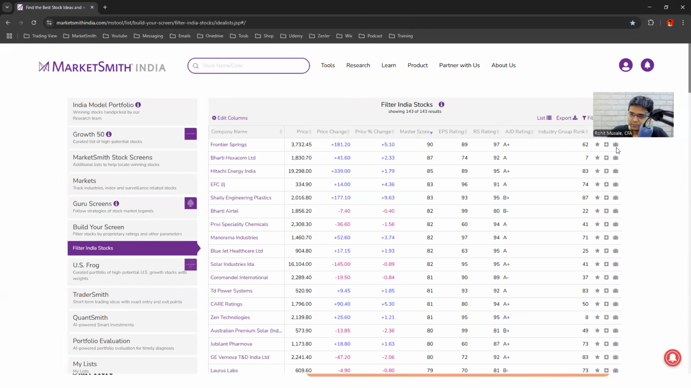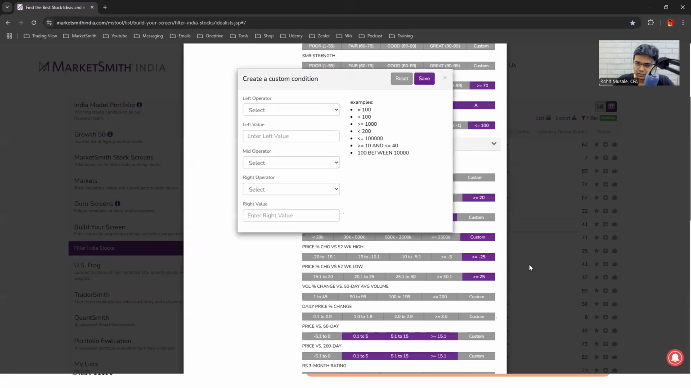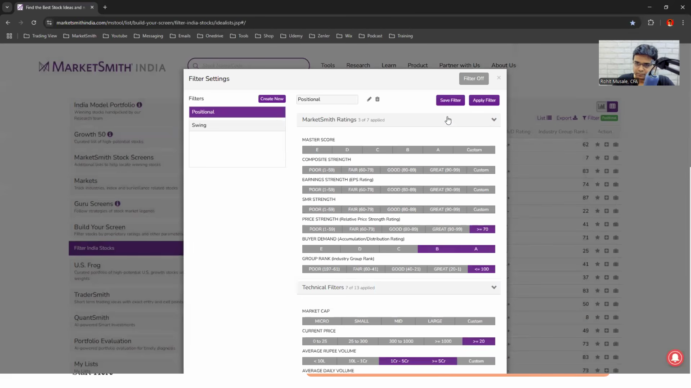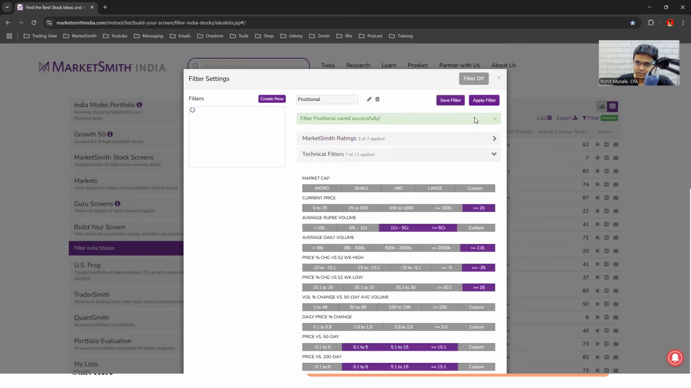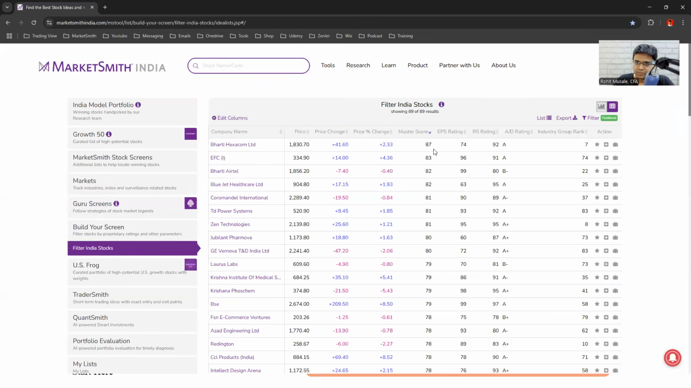So let's go back to that filter. So we are ignoring those remaining 54 stocks, greater than or equal to 200,000. I will save it and I will apply it. See, again, it comes back to 89.